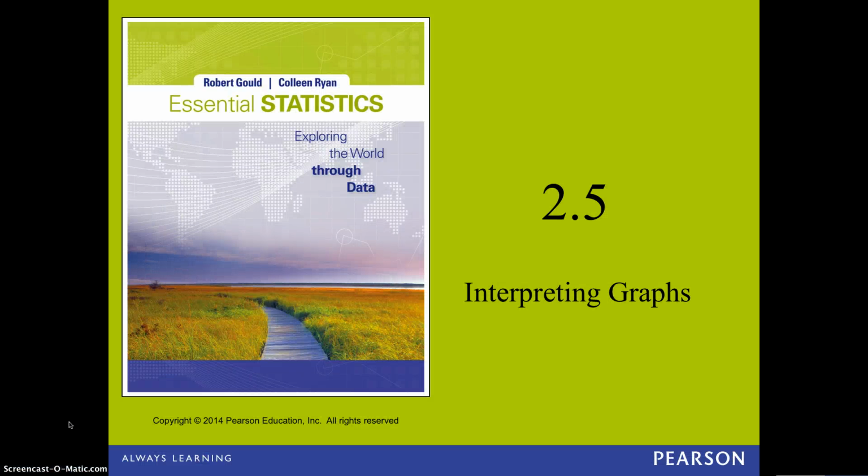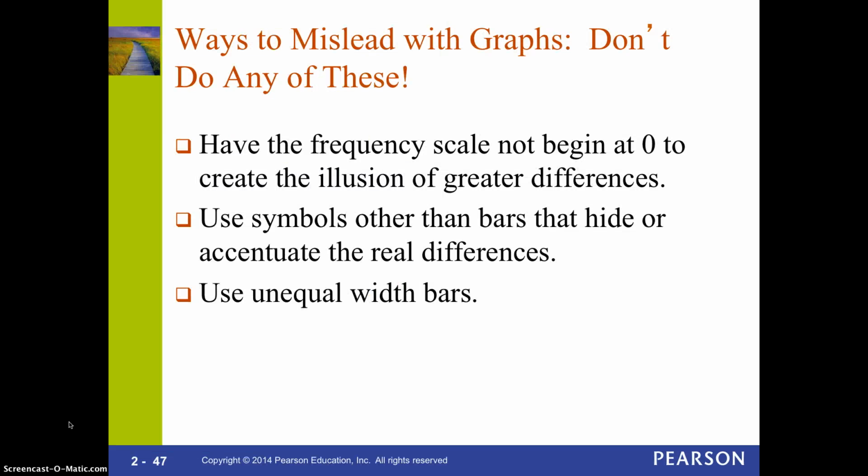In section 2.5, we're talking about interpreting graphs and looking at things that are wrong with some graphs. One thing you can do is make graphs misleading, so it actually might show you what you want it to show and not what's actually the truth. A lot of times this happens when you have frequency scales that don't start at 0, and it makes the differences between the values of the different categories much larger than they actually are.